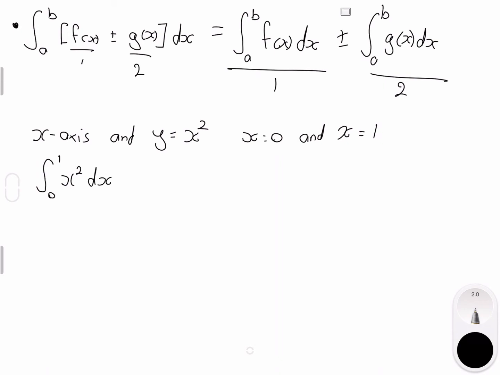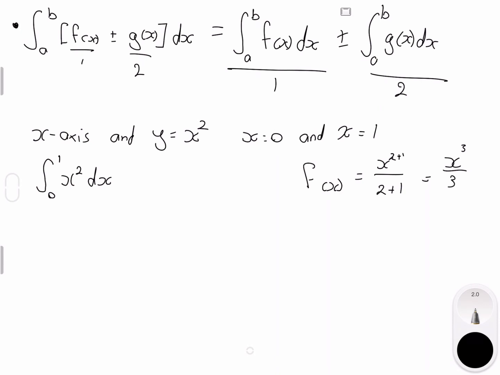with respect to x. Alright, so the first thing we have to do when looking at a question like this is solve for the antiderivative. So the antiderivative of x squared, let's say F of x, is just going to be equal to x to the power of 2 plus 1, over the power plus 1. So that is just going to be equal to x to the power of 3 over 3.